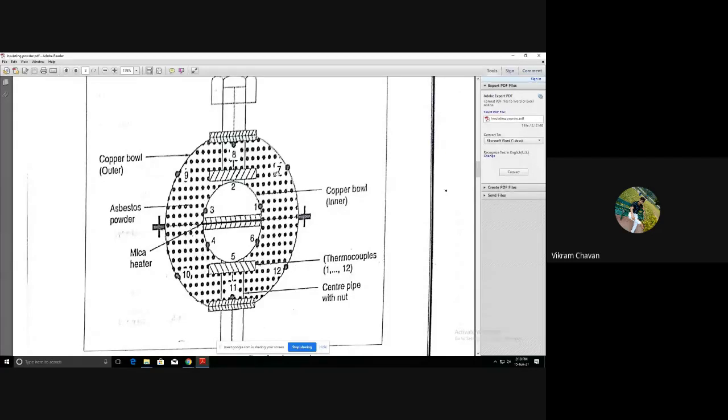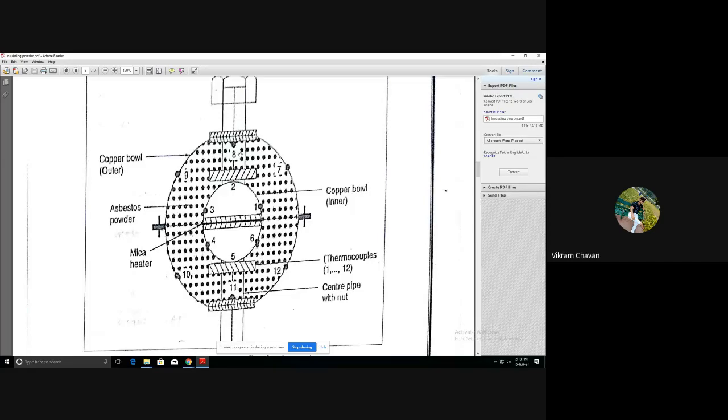Okay, so in this experiment, there is one hollow sphere. This outer circle is the outer sphere, and the inner circle is the inner sphere. Inside that inner sphere, we have centrally placed one heater which will generate the heat. Whatever space is present between the inner sphere and the outer sphere, the complete space is filled with the insulating powder.